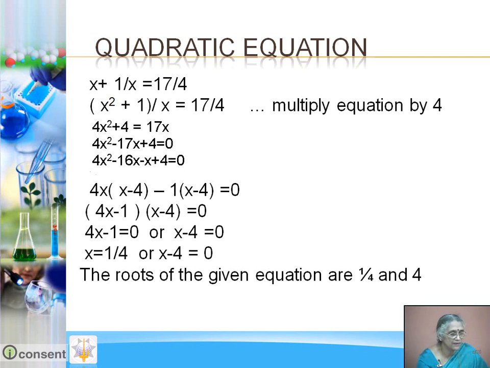So you can write 4x minus 1 is 0 or x minus 4 is equal to 0. Therefore, x is equal to 1 by 4 or x is equal to 4. So the roots of the given equation are 1 upon 4 and 4.